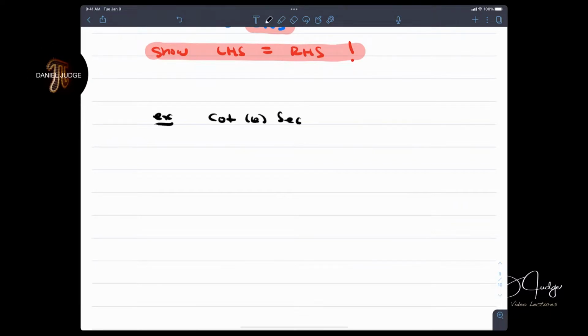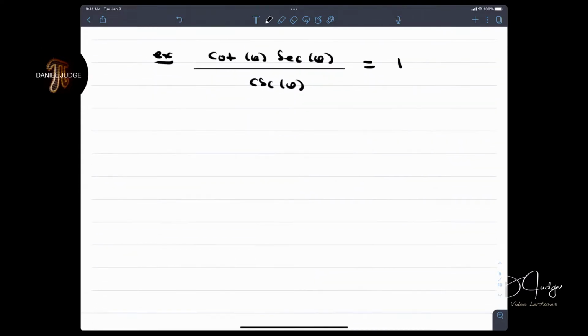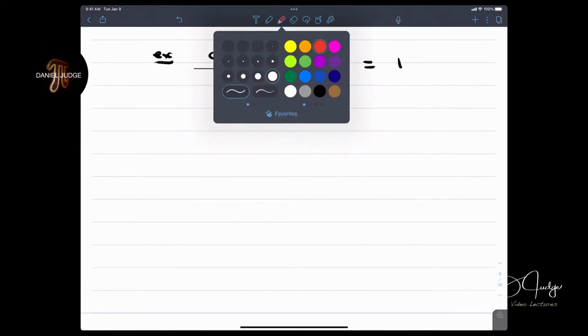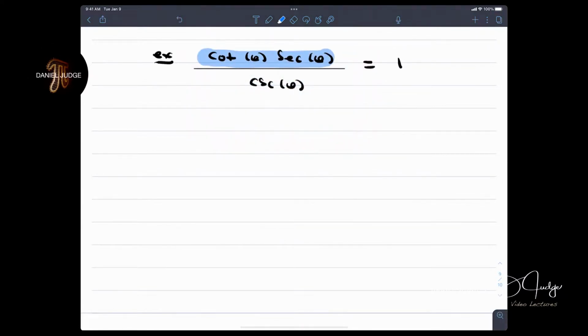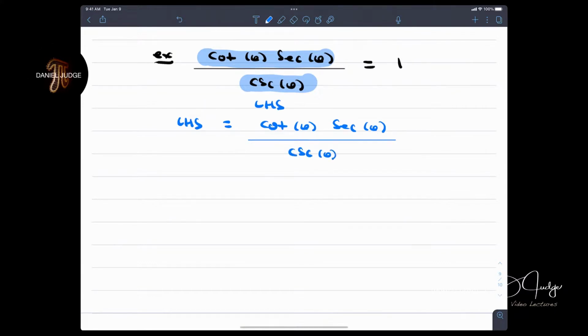Cotangent theta, secant theta, over cosecant theta. This is 1. Now remember, we start with the more complicated side, and there probably won't be any debate. The left-hand side, this is on the left, is certainly more complicated than the right side. And you say, why is that left-hand side more complicated? Because what's on the right side is just the number 1. That's on the right-hand side.